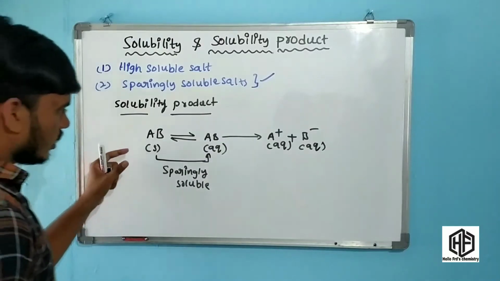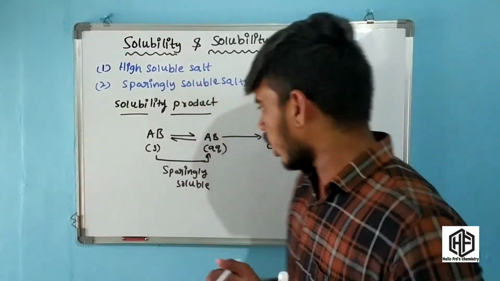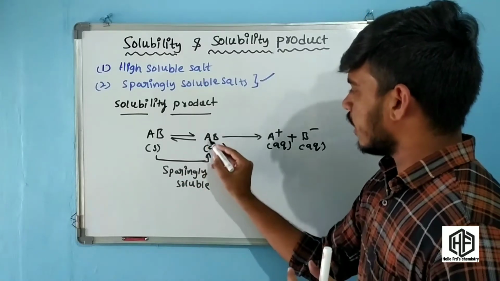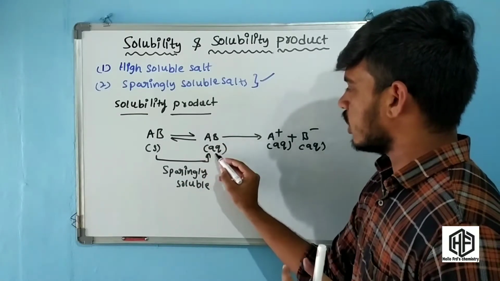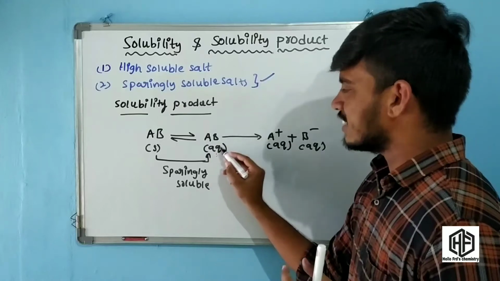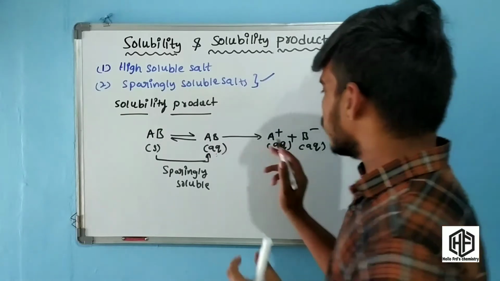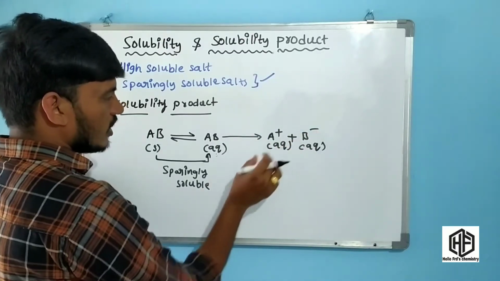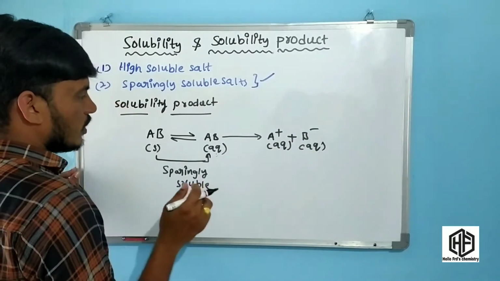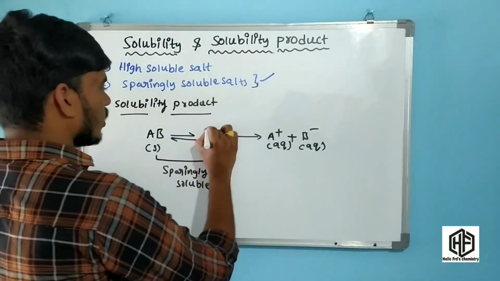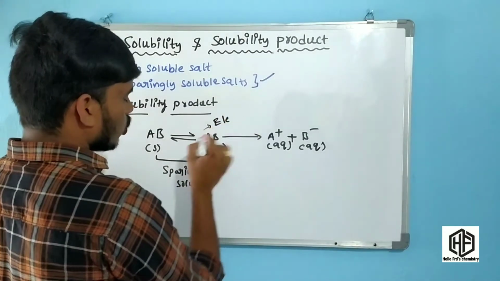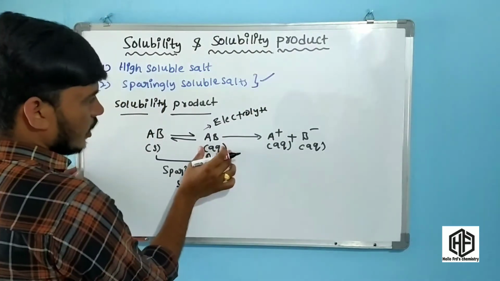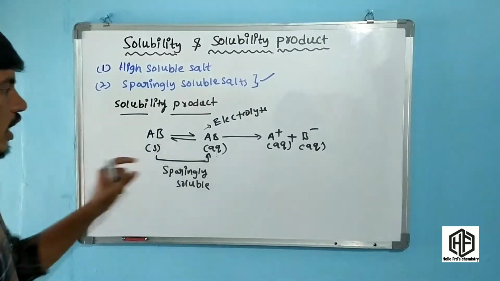Now we have to consider this salt. This salt is dissolved in water. What happens, friends? This salt is sparingly soluble. This AB is called a sparingly soluble salt. The aqueous AB then dissociates into A plus and B minus, the cation and the anion. Most salts are electrolytes, and these electrolytes AB dissociate into A plus and B minus.